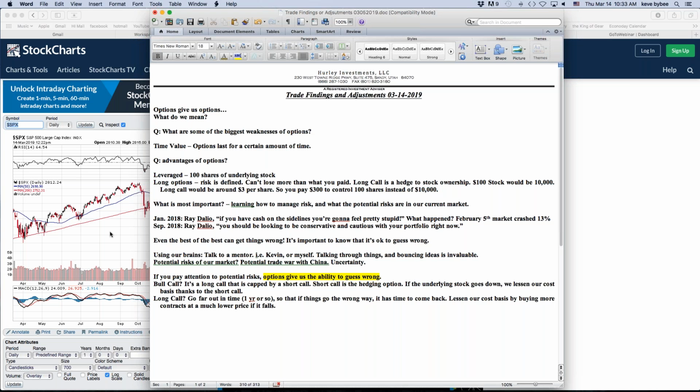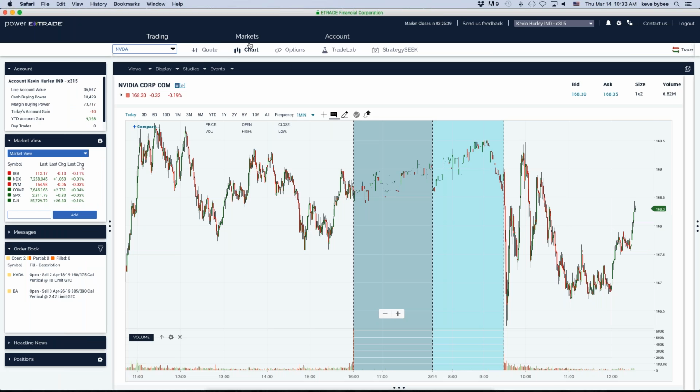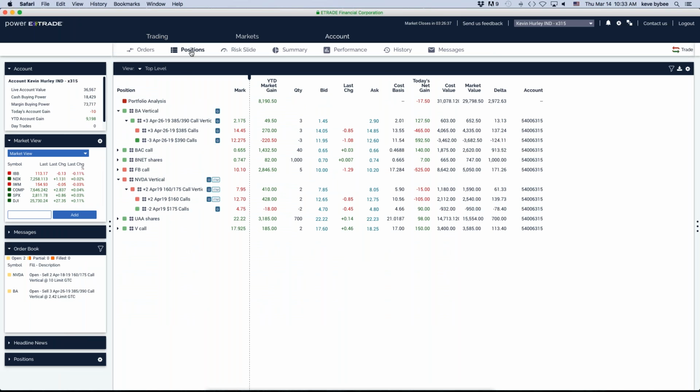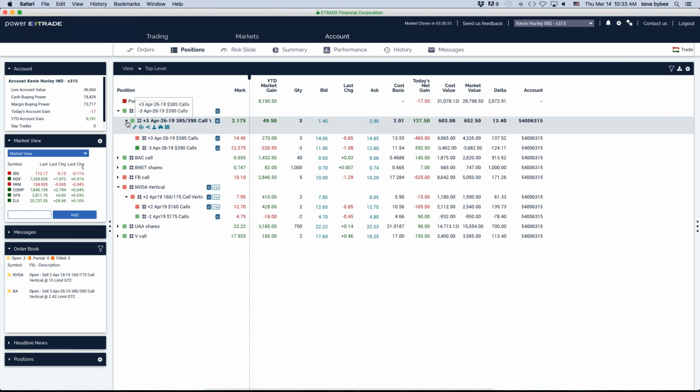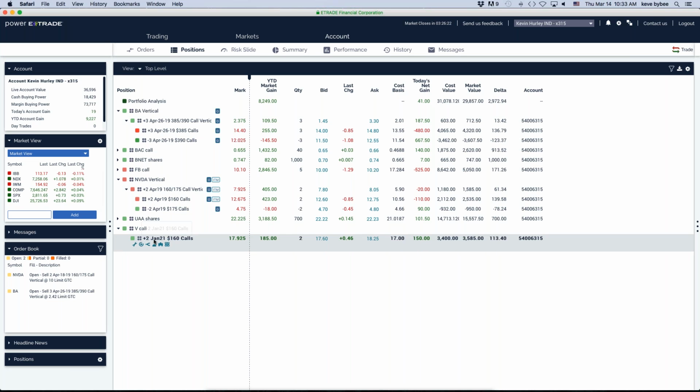And while you're thinking of that, I'd also like to show you what positions Kevin had on this week. He put on a bull call on Boeing and also added long calls for Visa. These are LEAP long calls, January 2021, 160 strike.